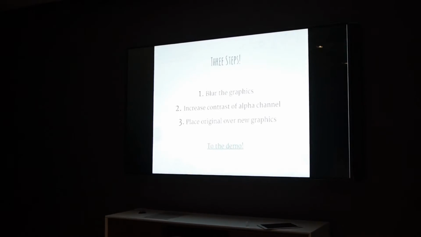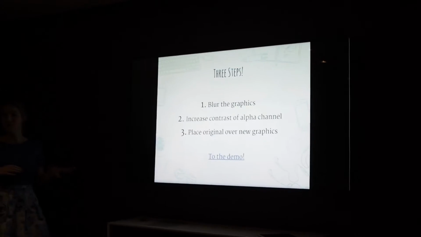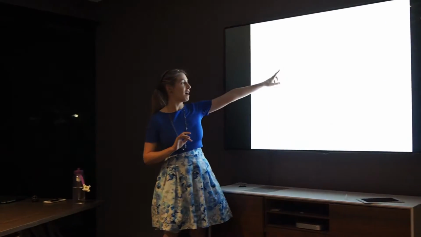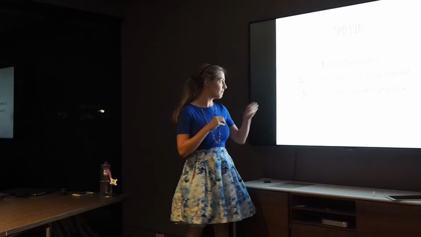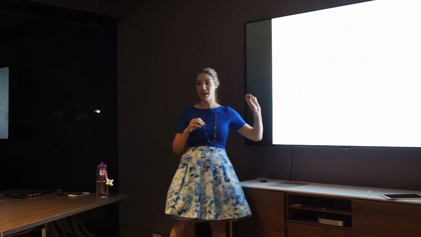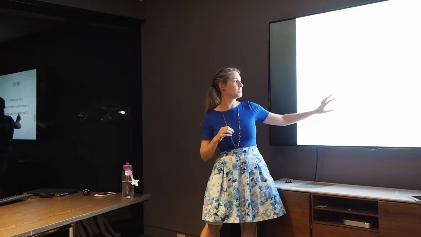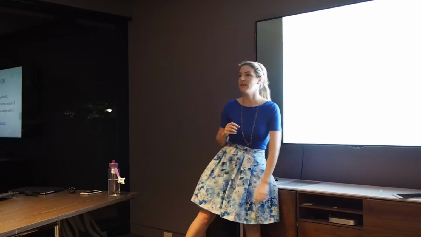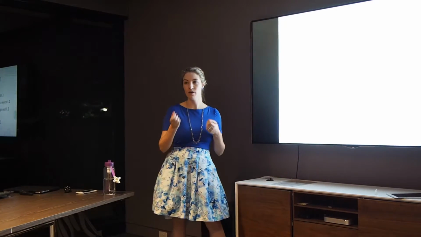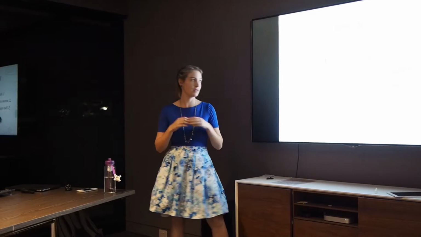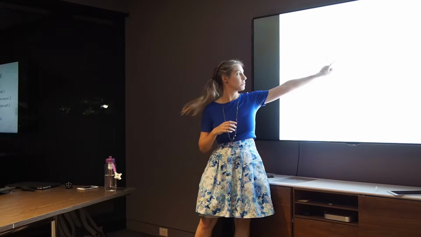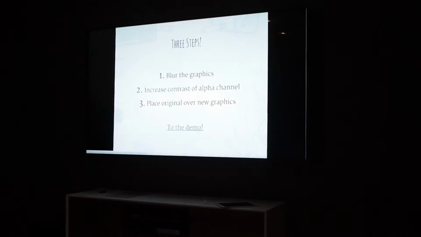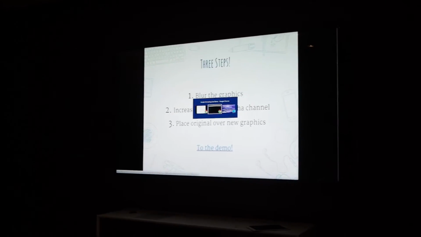So this is actually really, really easy. When I looked at this, I thought it would be really hard, but it's not. It's super easy to do. The first thing you have to do is blur the graphics together. Then you increase the contrast of the alpha channel, and then you place the original graphic over the new one. The reason you have to do this step is if you've got text or icons or something inside the assets, these will end up being blurred as a result of the first one. So let me take you through that. Whoops, wrong order.